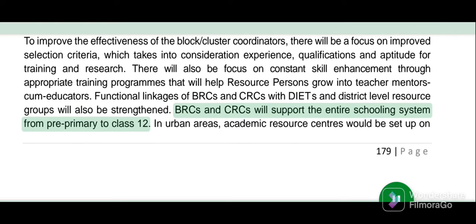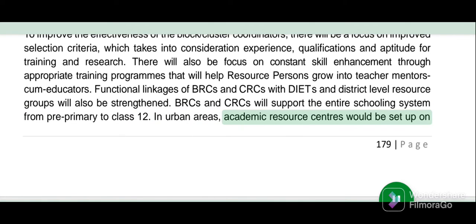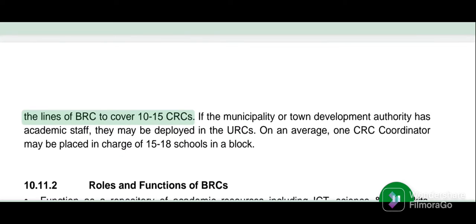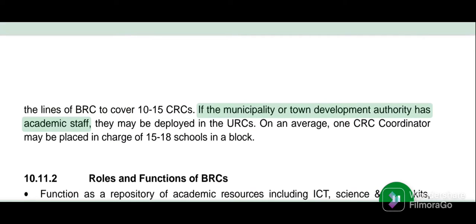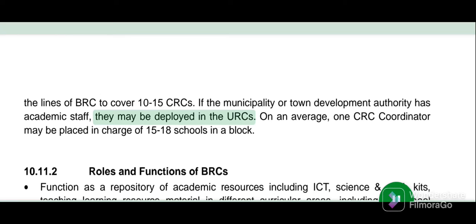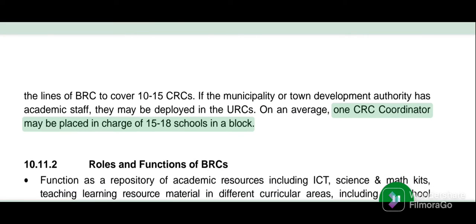BRCs and CRCs will support the entire schooling system from pre-primary to class 12. In urban areas, academic resource centers would be set up on the lines of BRC to cover 10 to 15 CRCs. If the municipality or town development authority has academic staff, they may be deployed in the URCs. On an average, one CRC coordinator may be placed in charge of 15 to 18 schools in a block.